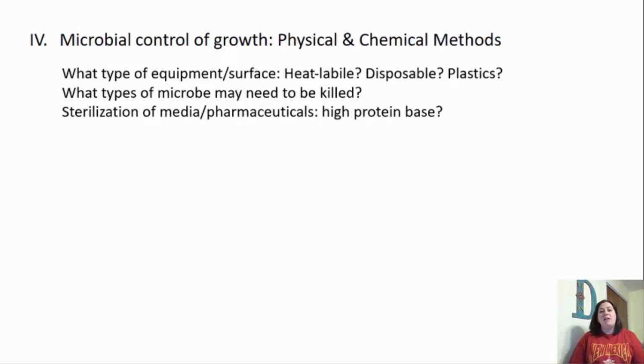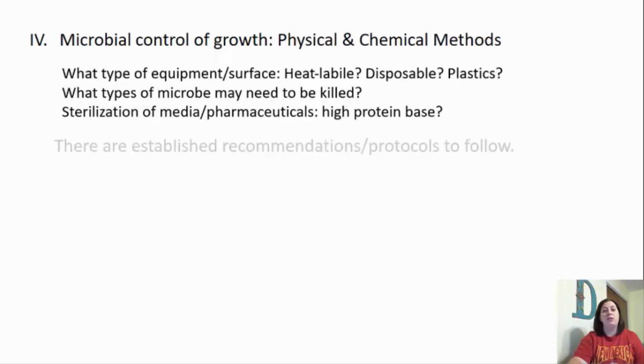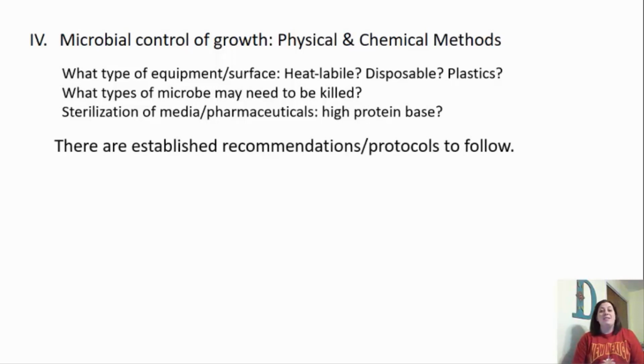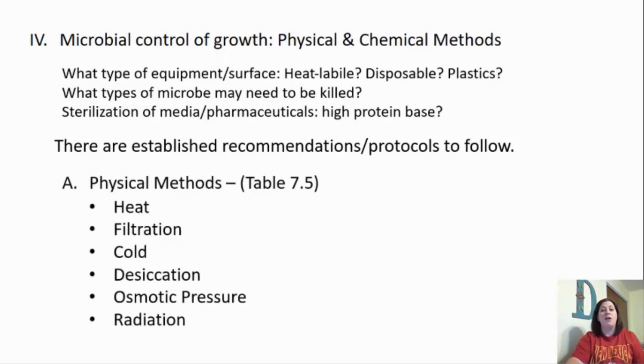Sterilization of media and pharmaceuticals is important. However, do they have a high protein base? Are those proteins important for them to be active? If so, you cannot use high heat because it denatures those proteins. So again, you have to look at a lot of different factors to determine what kind of method you're going to use. There are established recommendations or protocols put together for you to follow.